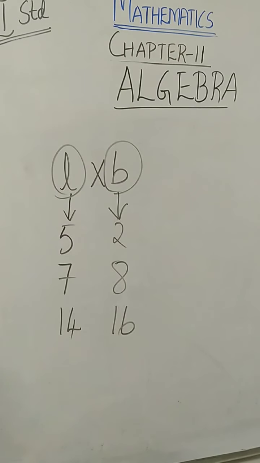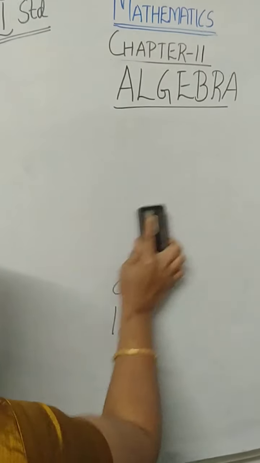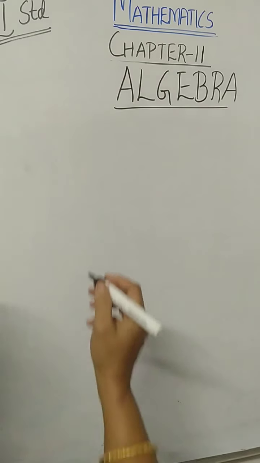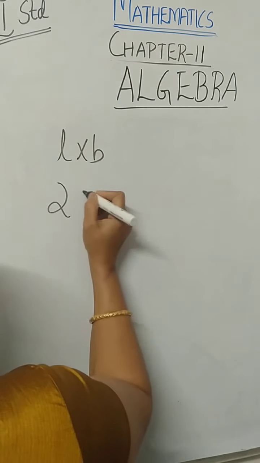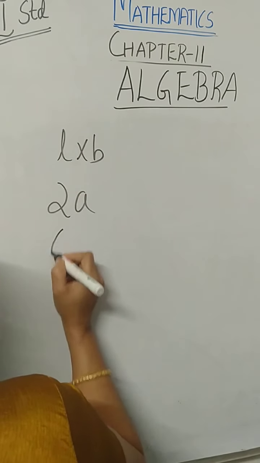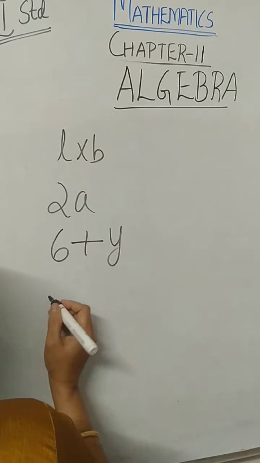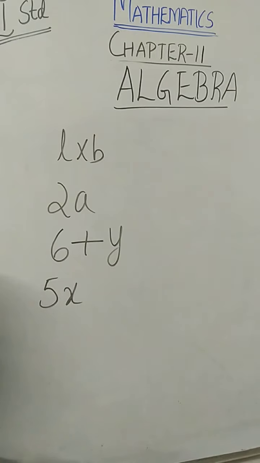In this chapter, we are learning the basics of algebra. Algebra is a branch of mathematics. Okay, children? Now let us learn how to write an expression using variables. As I showed you, this is an expression, 6 plus y is an expression, 5x is also an expression.